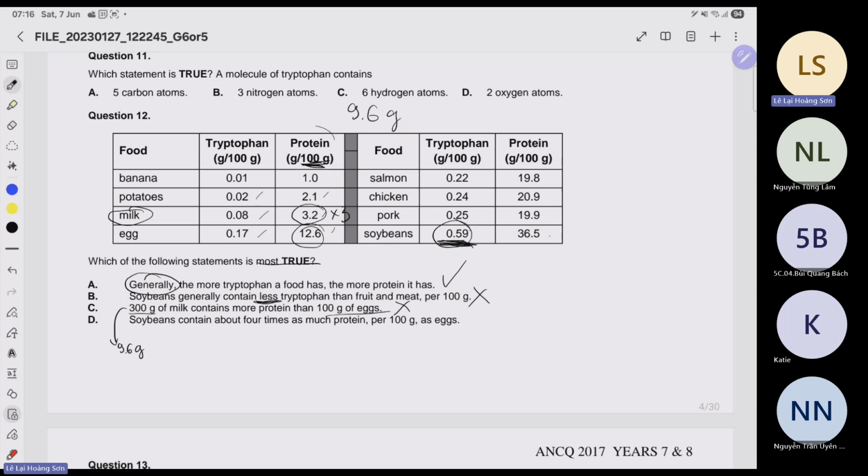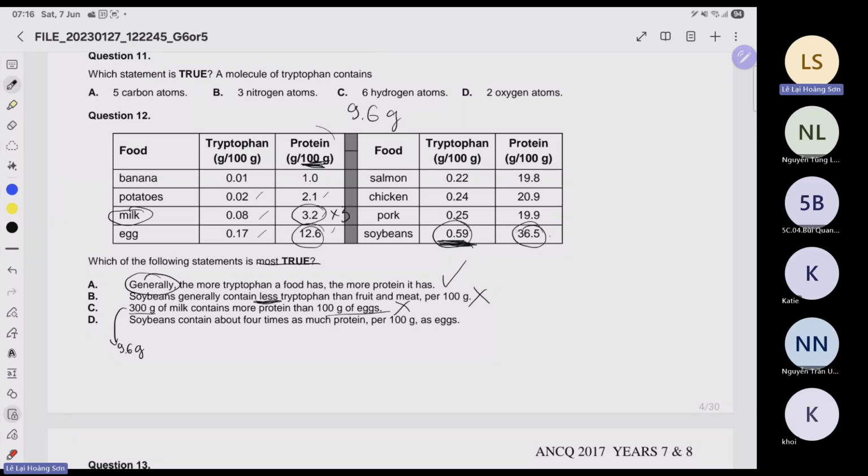Soybean contains 4 times as much protein as eggs. Okay, soybean is here. The amount of protein is 36.5, and egg is 12.6. This is 3 times. This is not 4 times. All right, this is 3 times, not 4 times. So this is incorrect. So the answer here is A. Okay. All right, that's question number 12.